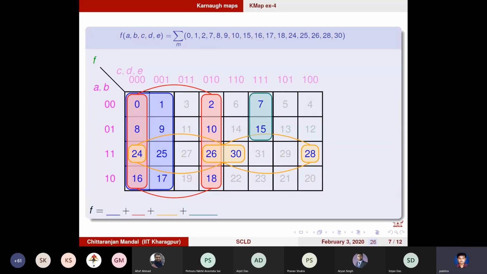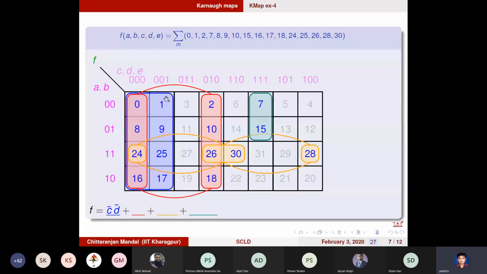7, 15, of course. So let us write down. 0, 1, 8, 9, 24, 25, 16, 17 will be C bar, D bar. I'm not explaining, you can easily find out. The rule is you write down the binary representation for each of the cubes, and you see which variables are constant and which are changing. Changing in the sense they are both complemented and uncomplemented. Remove the changing variables, keep only the invariant variables. Depending on whether they are 0 or 1, you put a bar or don't put a bar.